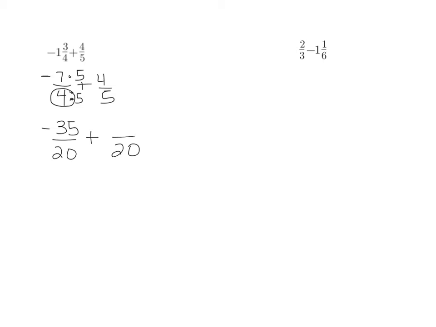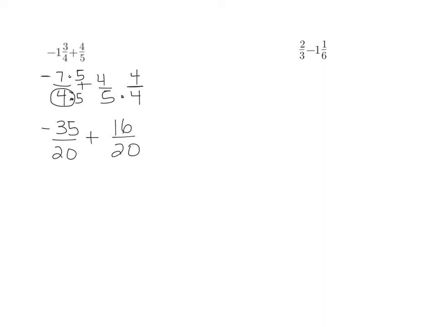Now, 4/5, I changed 4/5 to something over 20. Well, I multiplied 5 by 4 to get 20, so you have to multiply the top number by 4 as well, because what we're actually doing here is multiplying by something that's equivalent to 1. And 4 times 4 is 16. Now, if you think about reducing 16/20, that does equal 4/5. And reducing -35/20, that does equal -7/4.